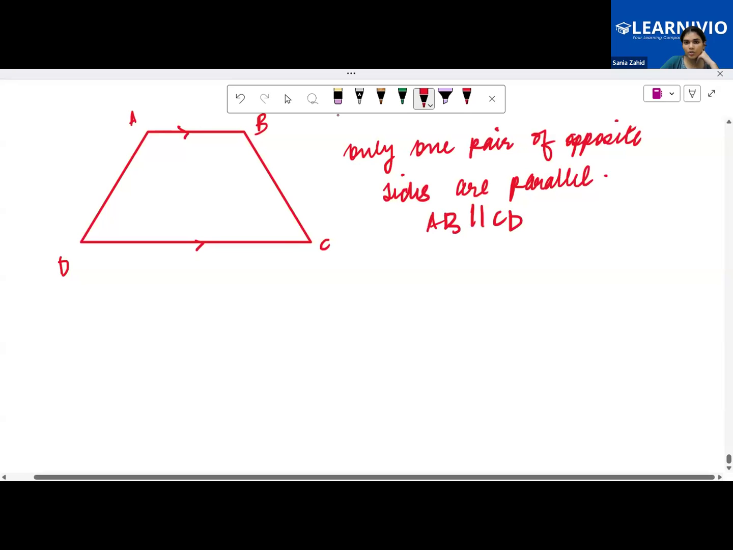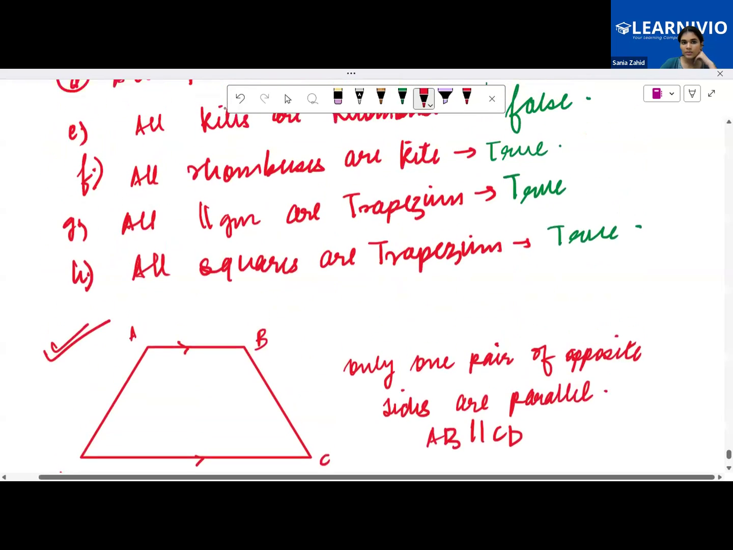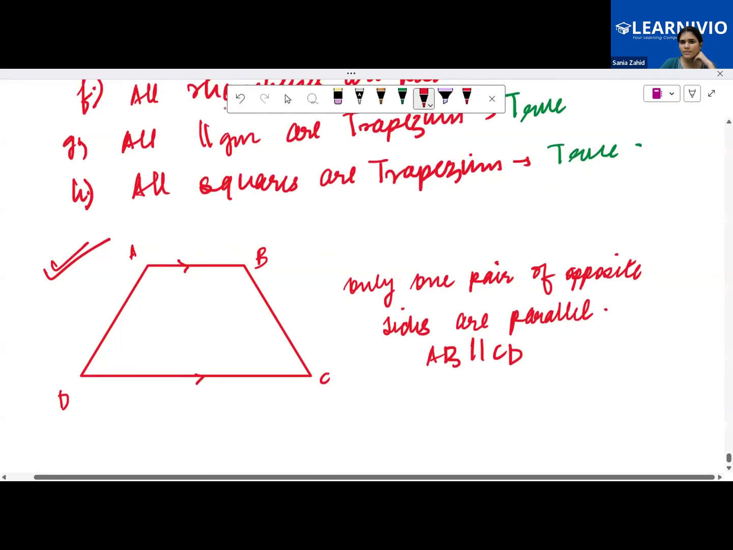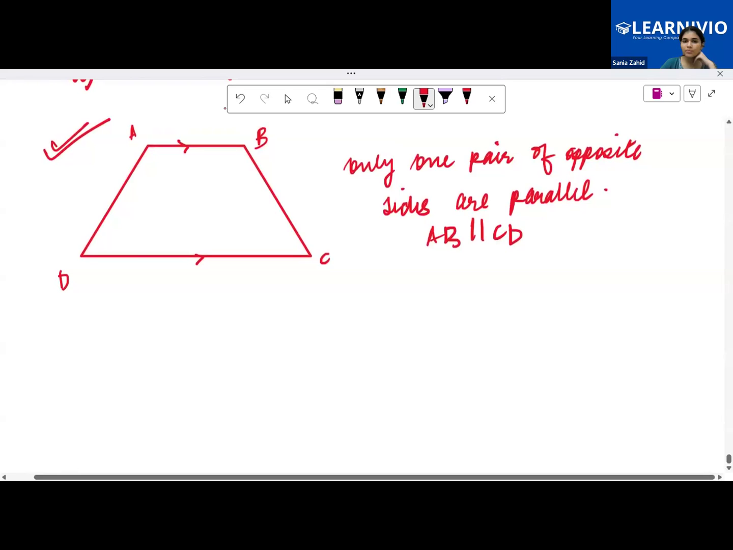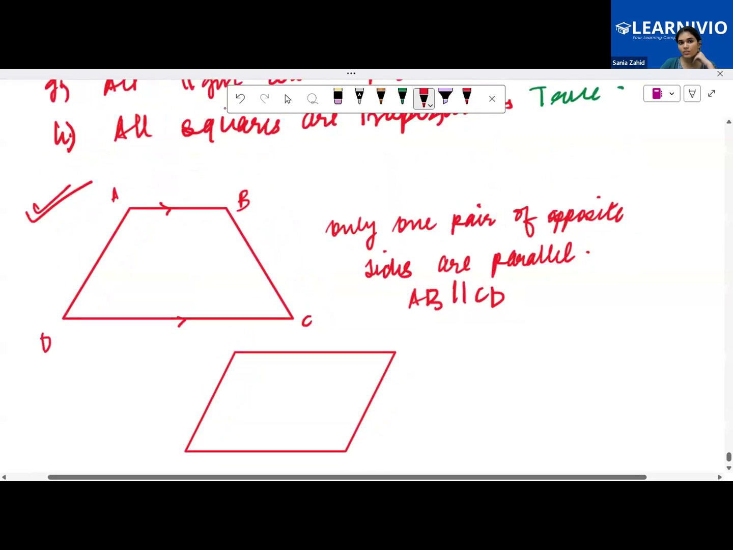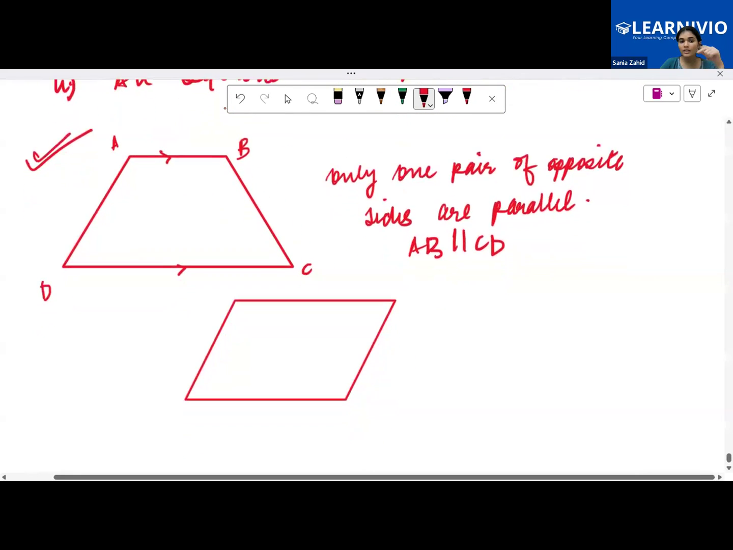See, how many pairs of opposite sides do we have? In a quadrilateral, we always have two pairs of opposite sides. But here only one pair of opposite sides are parallel. The other pair are not parallel. So this is the property of trapezium. So all parallelograms are trapezium. What is the parallelogram? Parallelogram is like this.